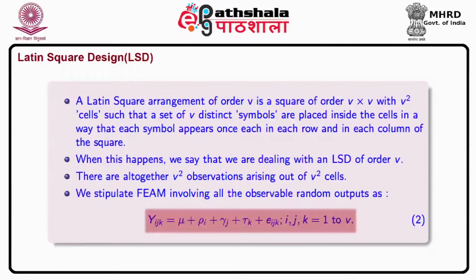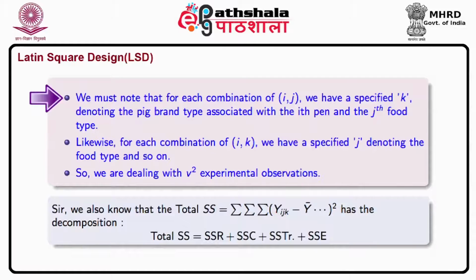But through essentially this design, the i, j, k are all run from 1 to v. That is what you say. Yes, sir. From 1 to v, okay. Now, we must note that for each combination of i and j, we have a specified k denoting the pig brand type associated with the ith pen and jth food type. Likewise, for each combination of i, k, we have a specified j denoting the food type and so on. Okay. So, we are dealing with v square experimental observations.